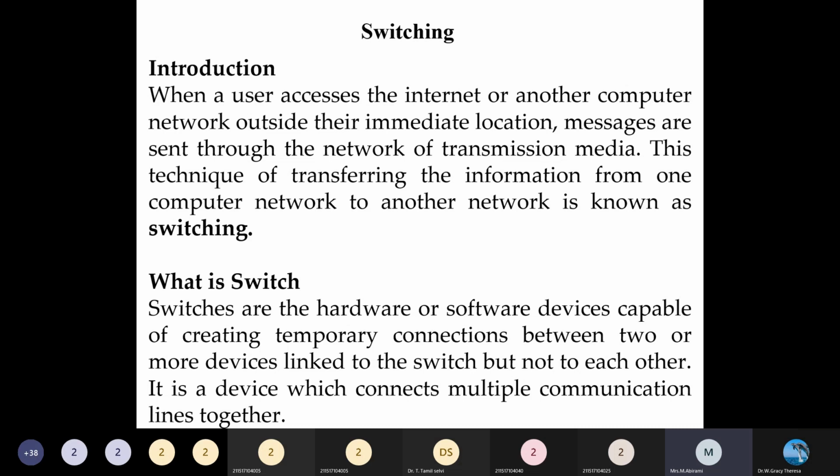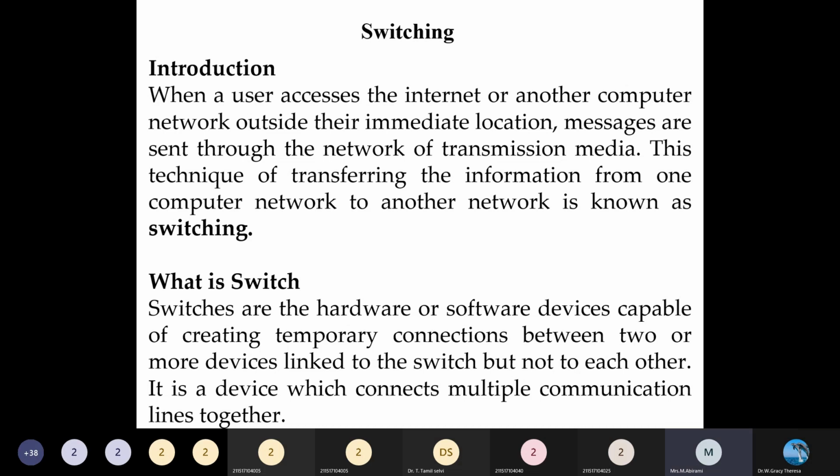The switch is a combination of hardware and software devices. It is capable of creating temporary connections between two or more devices linked to the switch. This is the exact meaning of a switch. It is connected with each other, but not every device to every other. So how do we connect all the devices to enable the network?